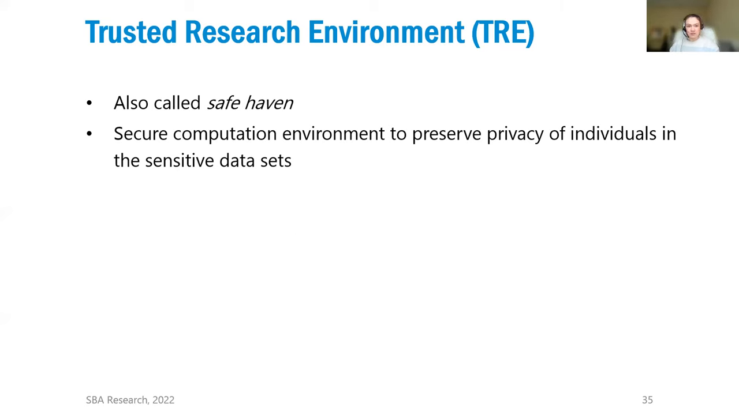So I will continue now with trusted research environments, or TREs for short, that are also sometimes called safe havens. So these are a general term that encompass types of approaches that use some kind of secure computation environment to preserve privacy of individuals in the sensitive data sets. What this means is that we don't modify the data as we do through anonymization approach, for example, or we don't generate new set as in case with synthetic data, but we rather compute directly on the original data, but in a way that would restrict the leakage of sensitive information.